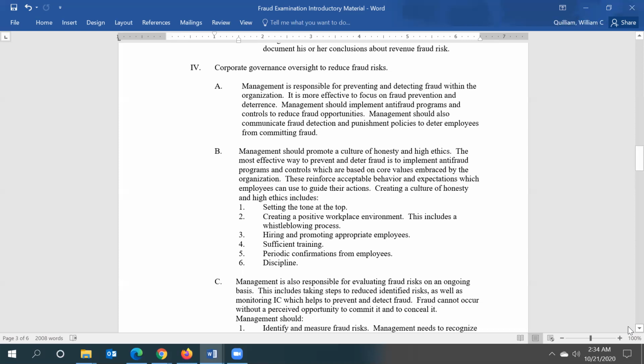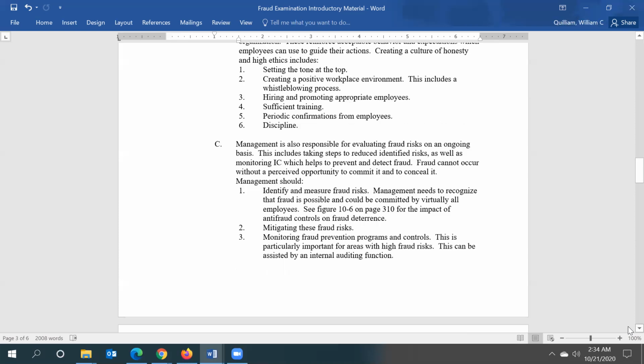And creating a culture of honesty and high ethics includes, first, setting the tone at the top. And then number 2, creating a positive workplace environment to try to prevent fraud. And that includes a whistleblowing process, where if somebody knows something's wrong, they can let somebody in charge know on an anonymous basis. Then also hiring and promoting appropriate employees, doing background checks, etc. Having sufficient training of employees, periodic confirmations from employees that they've committed no fraud, and also discipline if necessary.